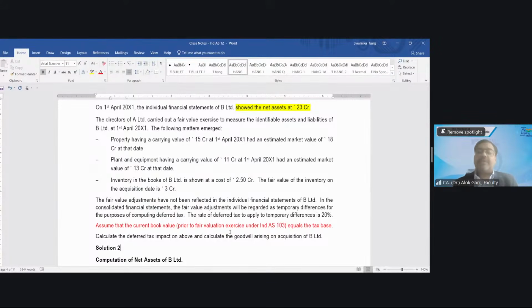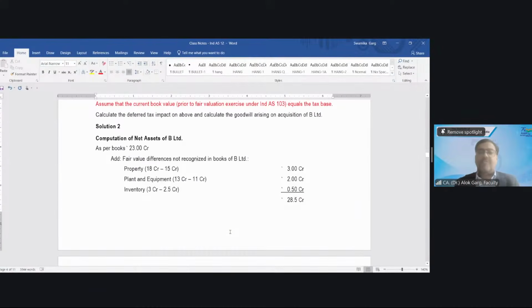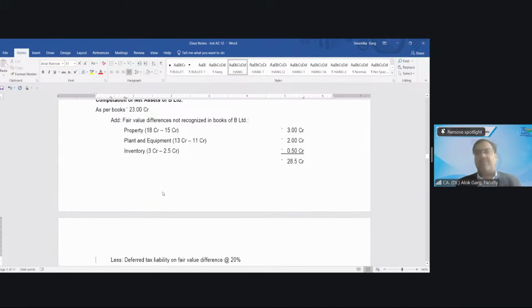So calculate the deferred tax impact above and compute the goodwill arising on acquisition of B Limited. This is the question, right? So this question is a mixed question of Ind AS 103 and Ind AS 12. So how will you do that? Let me tell you. Friends, computation of net assets of B Limited as per books: 23 crore, and we will add 5.5 crore of fair valuation impact. My fair value of net assets is 28.5 crore.